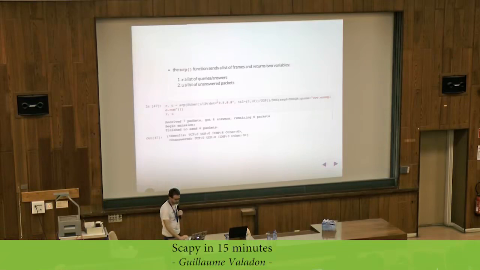So here I did a simple example again. I'm sending a packet to Google Public DNS server, and I make the TTL change from 5 to 10. So that's like a traceroute. I will discover the routers along the way in between me and Google. So what I get is two variables, results and unanswered.